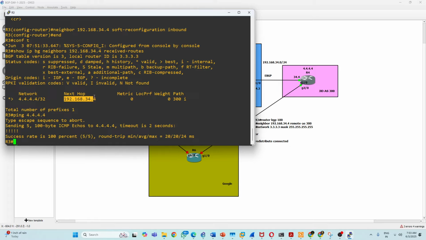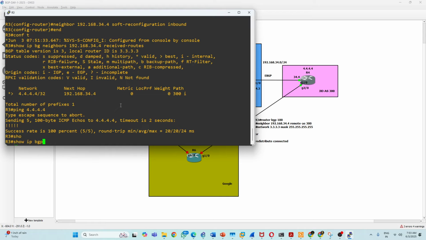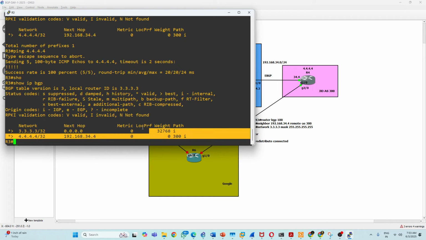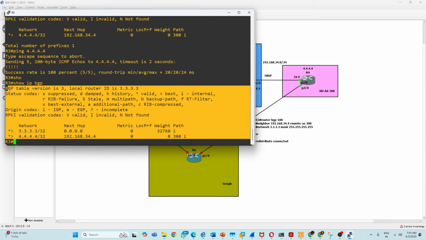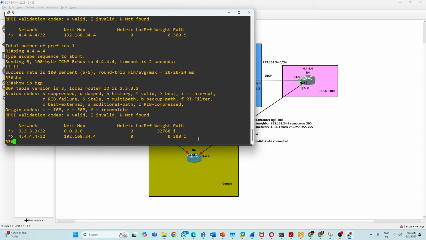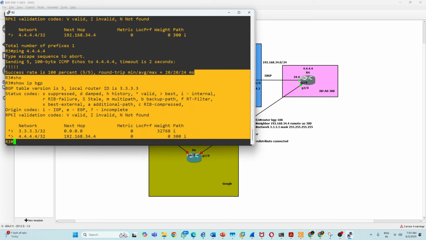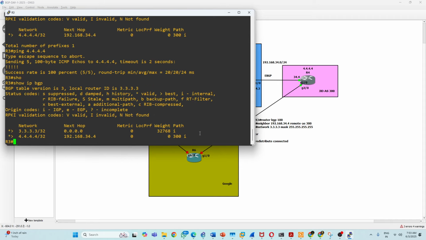BGP is the biggest routing protocol, right? It has its own routing table. What is it called? Show IP BGP. It's a BGP routing table. Please go on mute. This is called the RIB table, routing information base. BGP RIB table. All the BGP routes, you will only see the BGP routes.